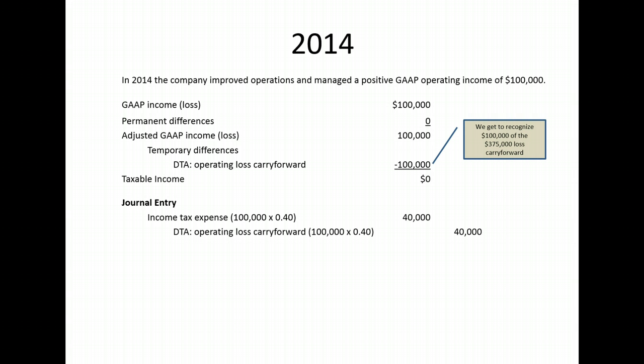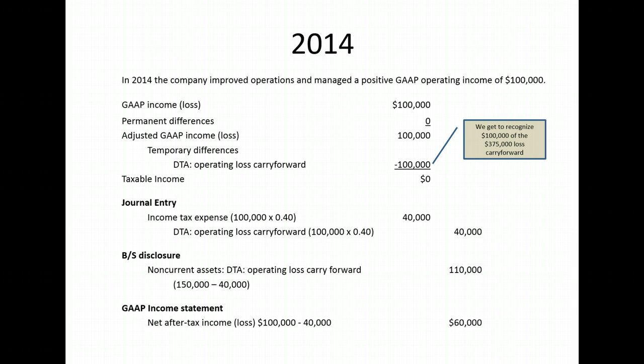And then instead of paying that this year, we are going to use up some of that loss that we're carrying forward. That's the benefit, such as it is, of having an operating loss. So our deferred tax asset is going to get reduced by $40,000. We established that last year with a $150,000 balance, and now we get to use up a portion of it, $40,000 this year. That means on the balance sheet now, our deferred tax asset has a balance of $110,000, and our income statement is going to show a net income of $60,000.